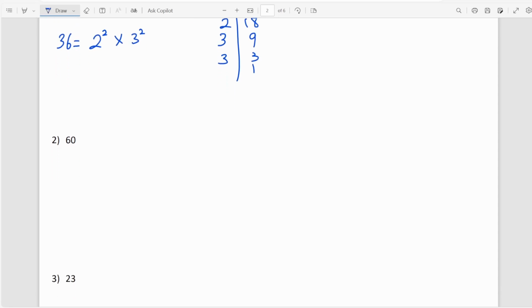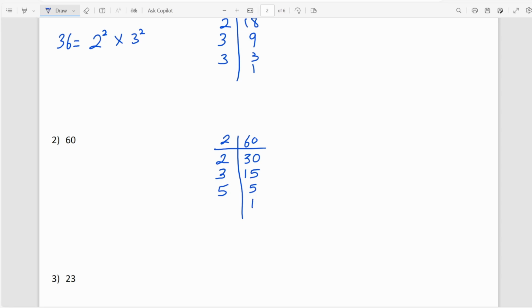Okay, now we have 60. So I will divide this firstly by 2 because it's even, so we get 30. Divide by 2 again, we get 15. And divide by 3, you get 5. Divide by 5, you get 1.